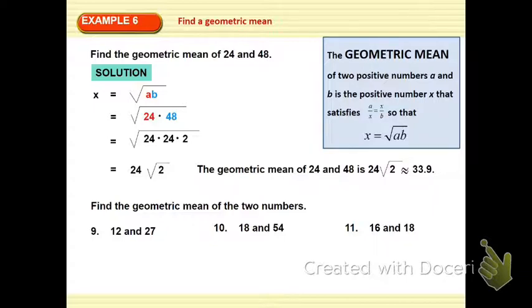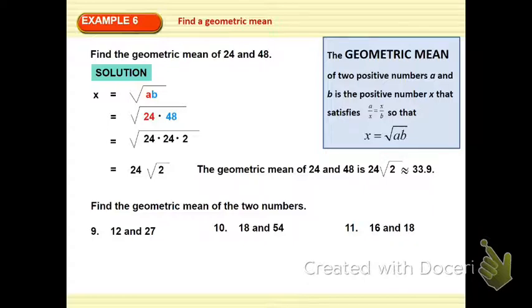Let's look at it, okay? So it'd be the square root. Let's think, are there any factors of 12 that are perfect squares? 3, no. 4. 4 times 3 is 12. 4 is a perfect square. We'll come back to it. What about 27? Are there any factors of 27 that are perfect squares? 9. 9 times 3.